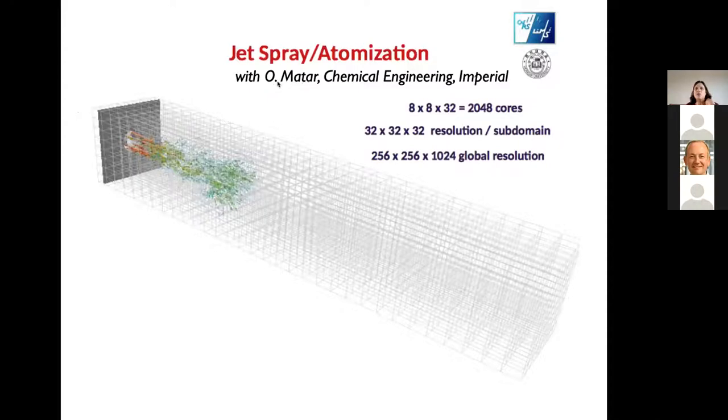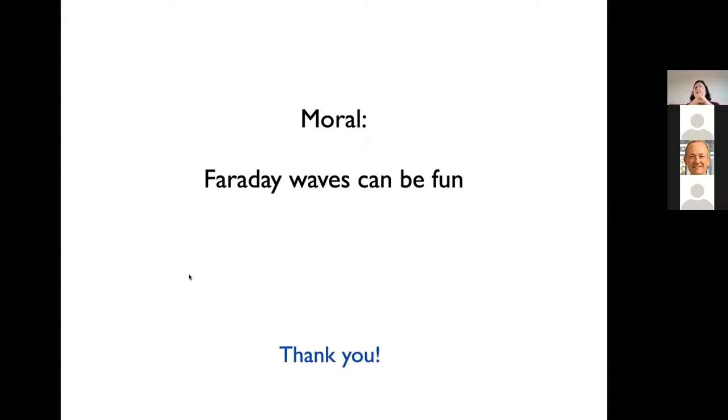They collaborate a lot with Omar Matar from Imperial, where this is a jet with atomization or something, fragmentation. And each of these little boxes, this is not the grid. Each of these boxes is a 32 by 32 by 32 grid. So you can see their specialty is big. And that's all I want to tell you. Thank you.